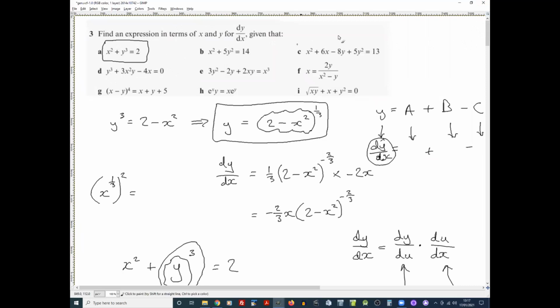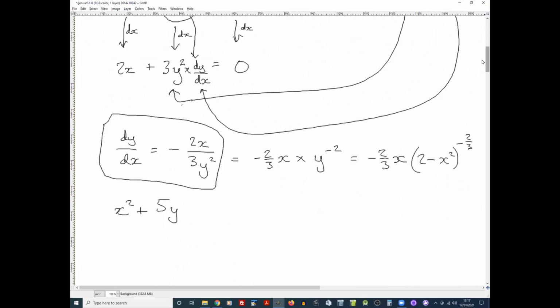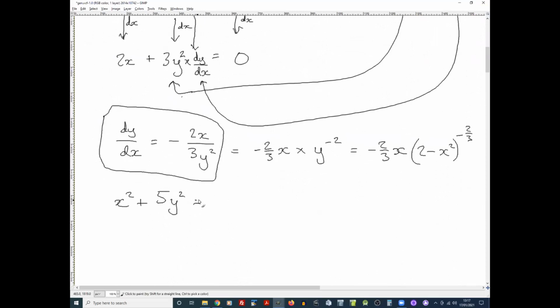It's just convenient. So x squared plus 5y squared equals 14. Differentiate term by term: we get 2x plus 10y times dy by dx equals 0. Giving minus 2x. When I said giving, I meant giving what sentence?